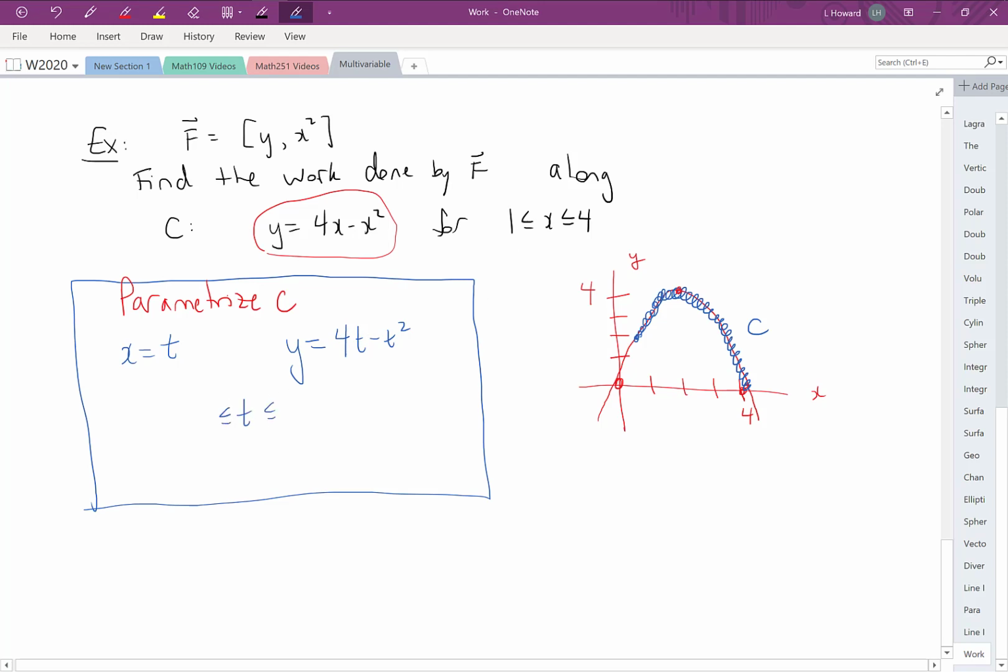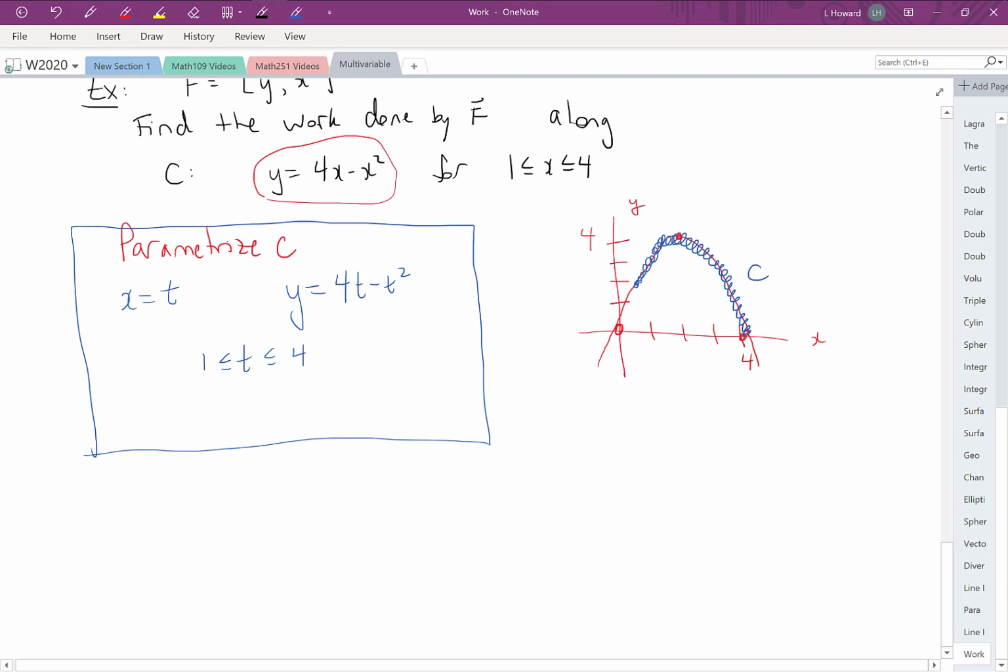So if x is ranging from 1 to 4 and t is equal to x, then that means t is ranging from 1 to 4. So that parameterizes our curve. And we're also going to need to know dx and dy. So I usually get in the habit of just calculating those once I've done the parameterization. So dx is going to be dt, and dy is 4 minus 2t times dt.